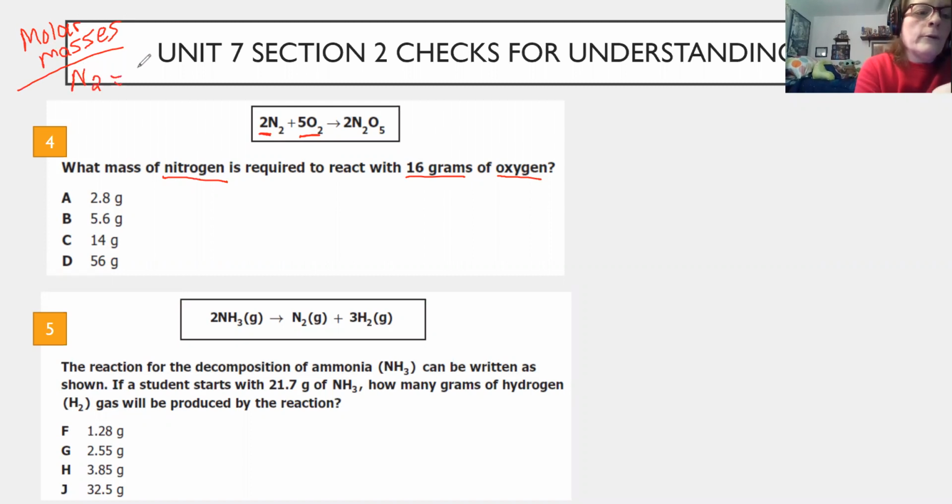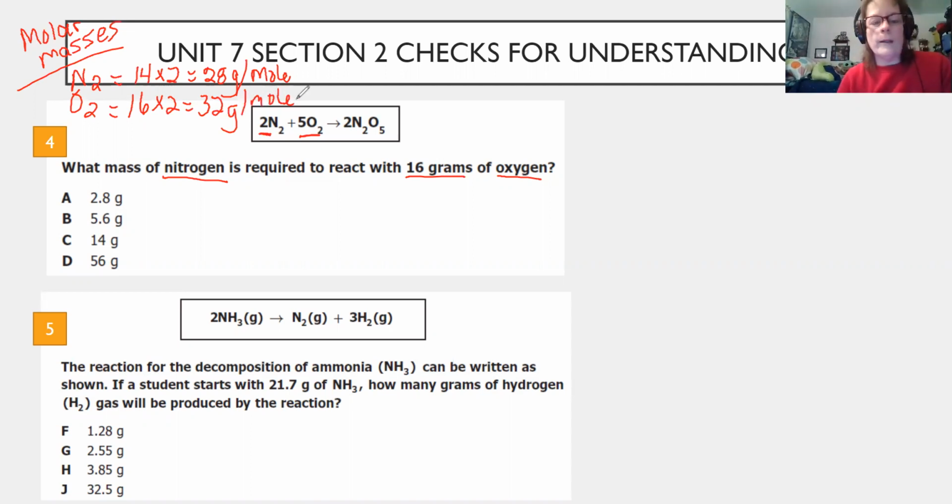N2, if you look at nitrogen, it's 14. We have 2 of them, so that's 28 grams per mole. And then for O2, we just did that one. We'll do it again. 16, we have 2 of them, so that's 32 grams per mole. So there's our molar masses for those when we come back.